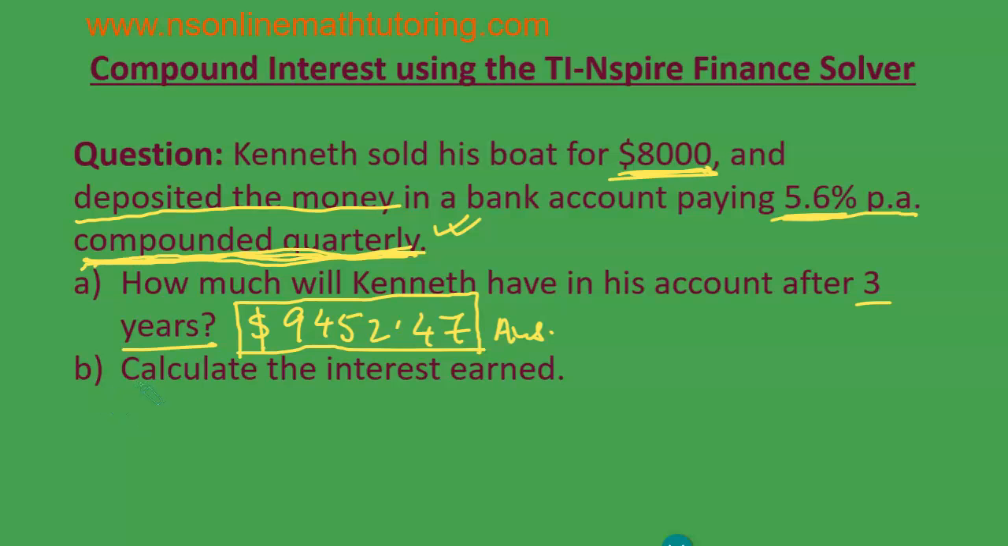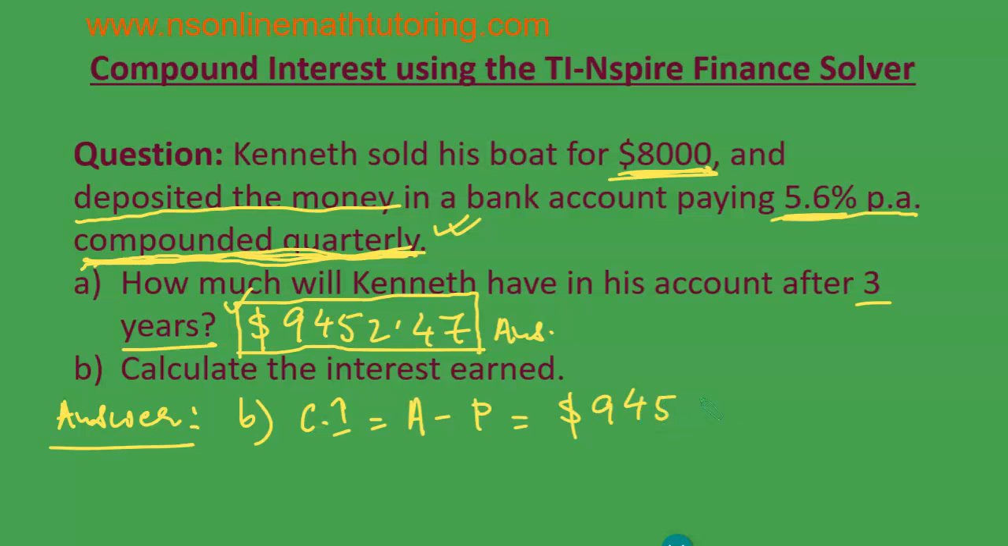Coming to the subpart B, calculate the interest earned. So the interest earned will obviously be the compound interest earned, and if I write the answer for the subpart B, because I have already written the answer for the subpart A, the compound interest formula is equal to amount minus the principal. The amount is $9452.47 minus $8,000.